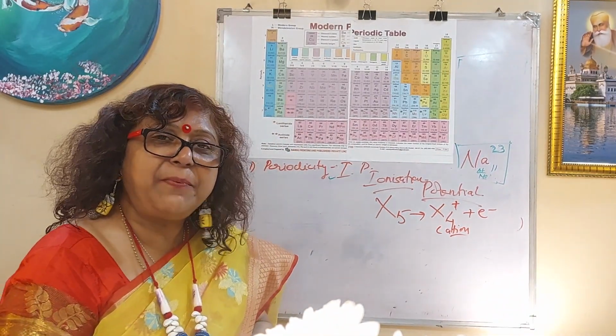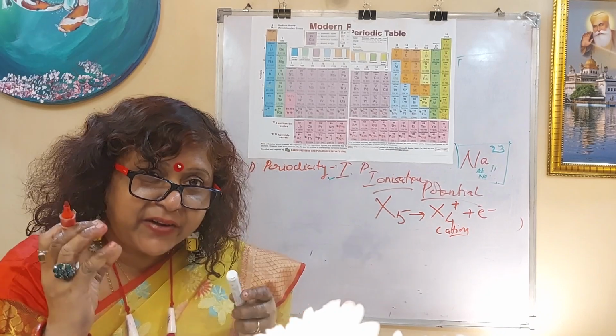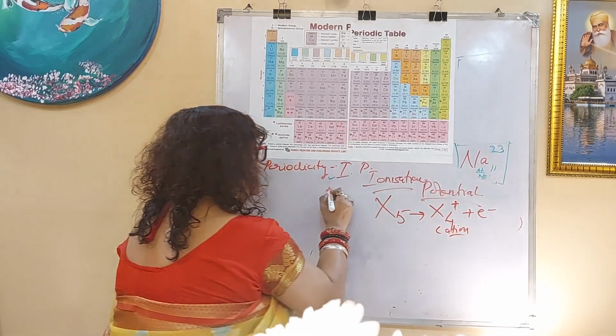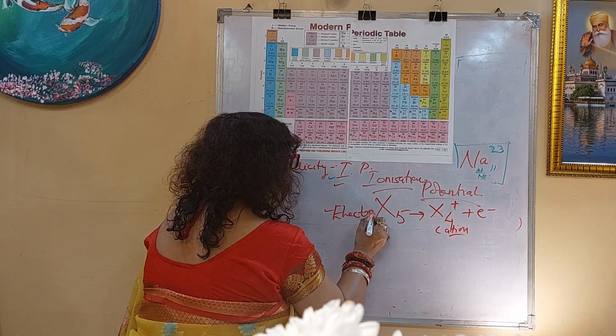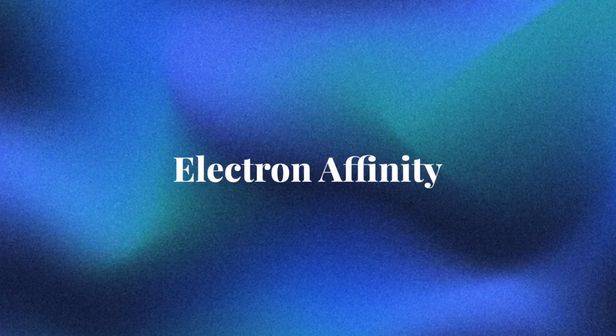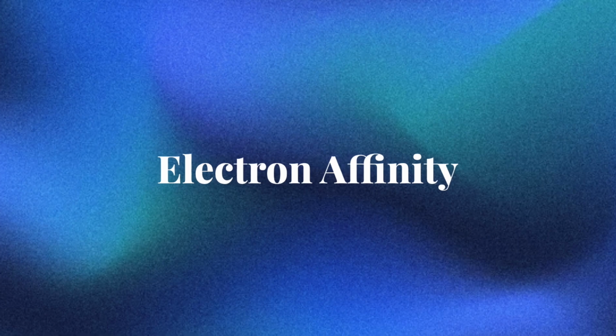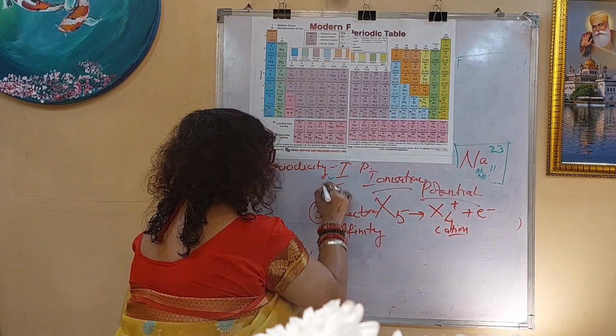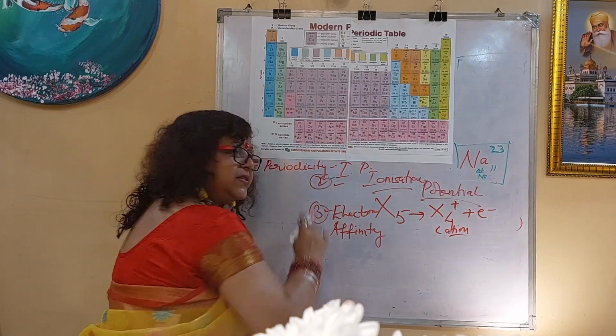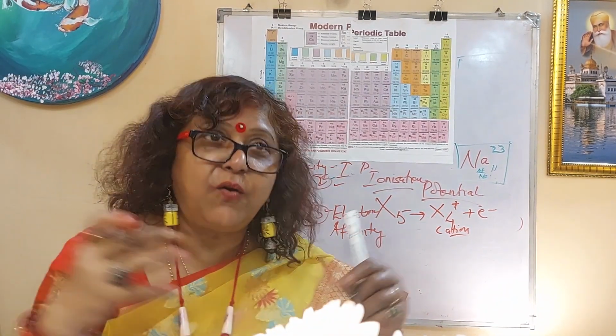And this ionization potential is very well related to another word which is the next criteria known as electron affinity. It is the third criteria. Second was this, first was atomic radii. Now electron affinity and ionization potential are closely related.